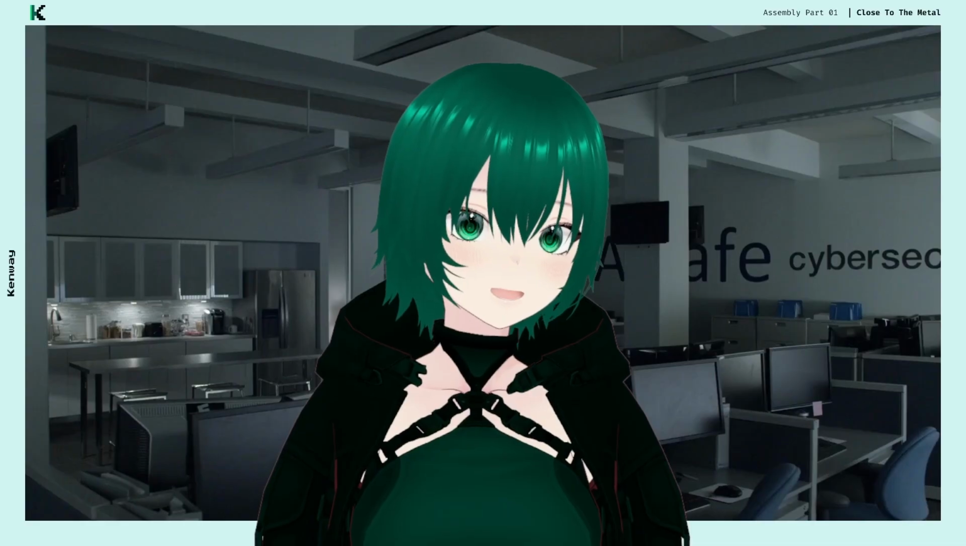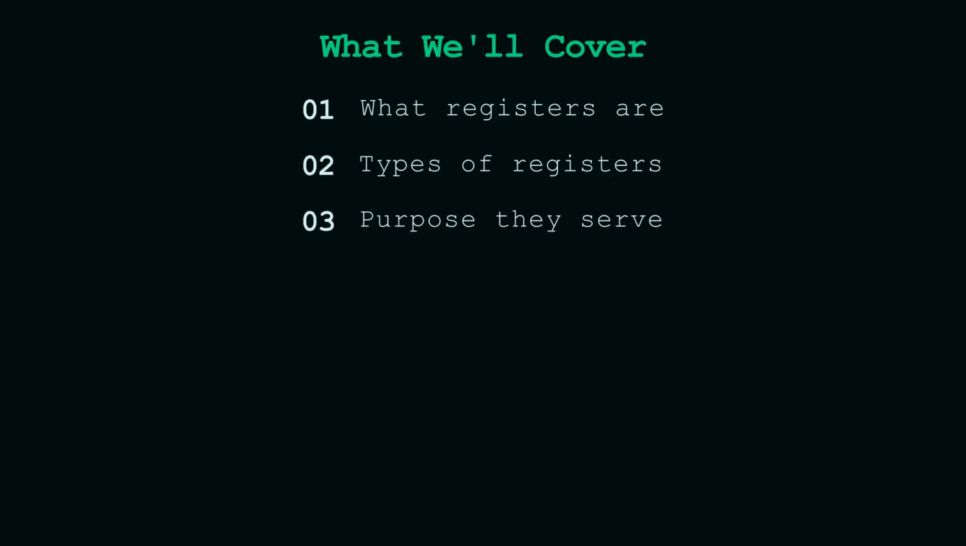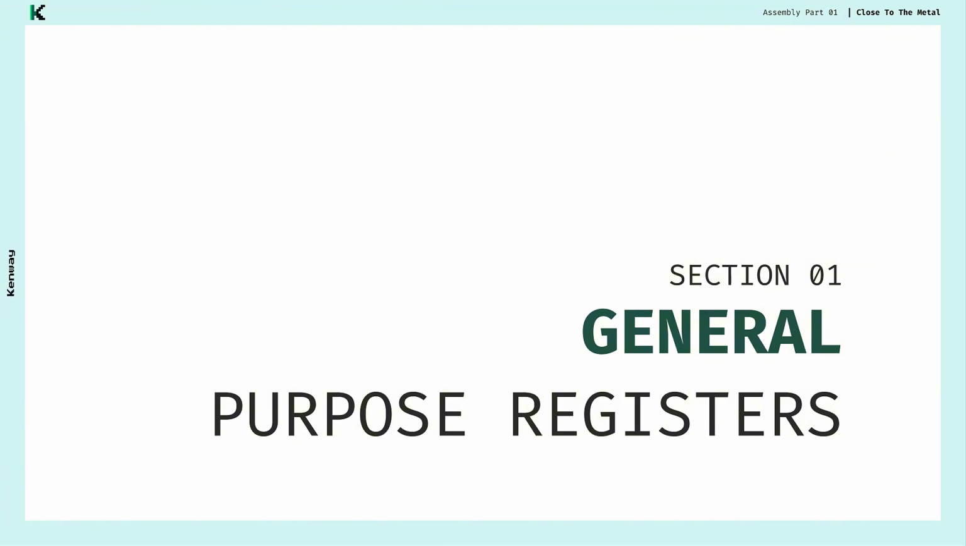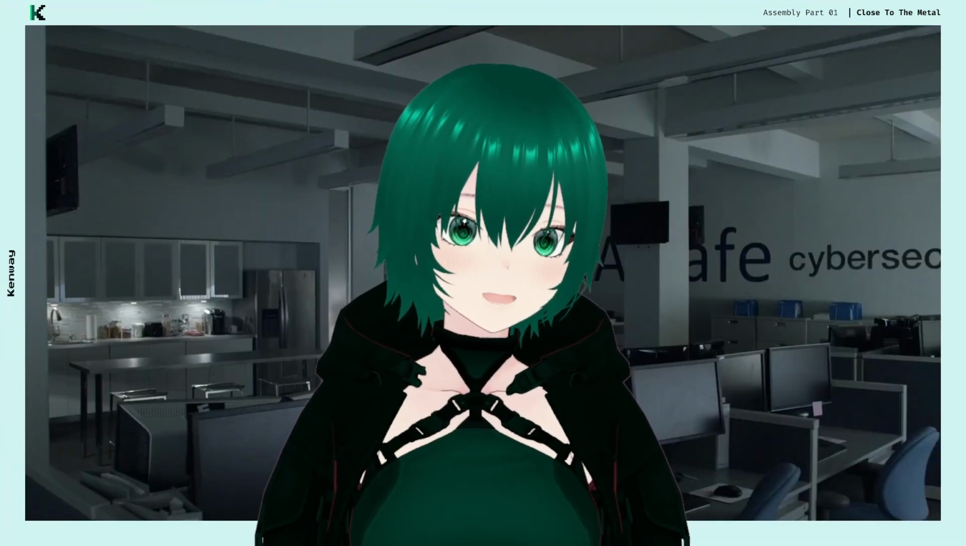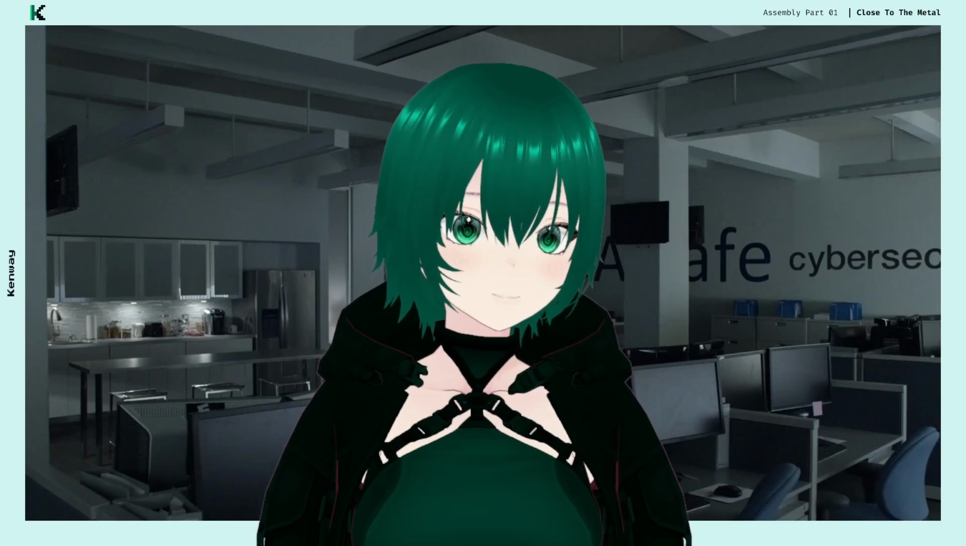So in this video, we'll talk about registers, the types of registers, and what purpose they serve. I just thought it would be important to talk about these in the beginning so that there's no confusion later on. Now, the first type of registers are the general purpose registers. These are called general purpose because they are basically for everything, and we'll be using them a lot.